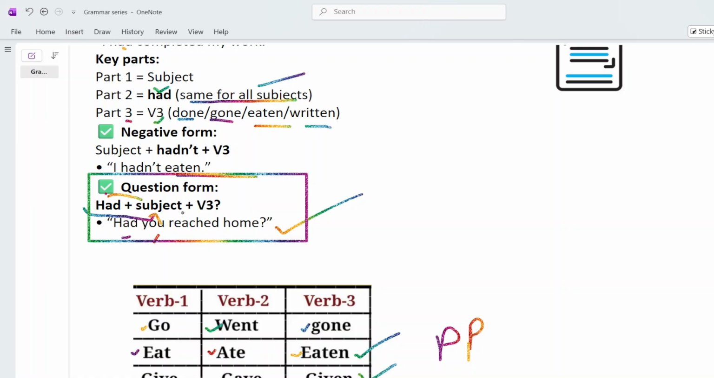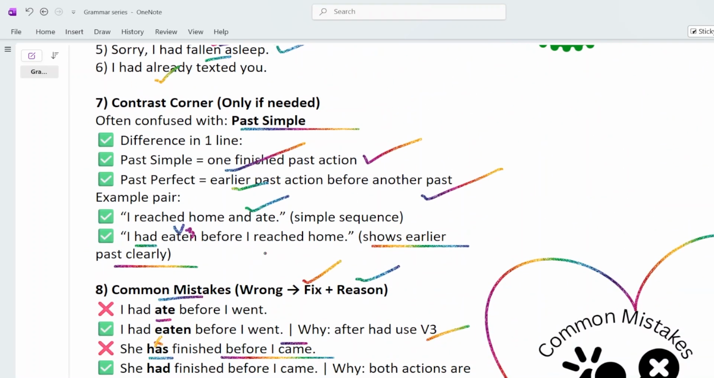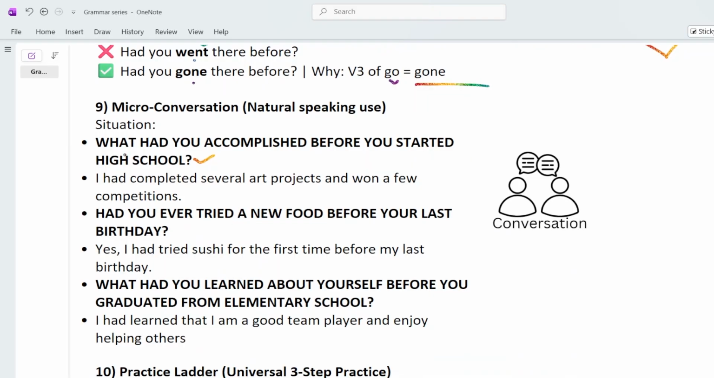Whenever there is a question form, the auxiliary verb comes in first, and then your subject takes the second position, followed by your V3, right? Same thing when you look at this under the conversation section. What is an extra addition? Now look at this. Had you. Subject has taken the second position here, as you can see, and had, the auxiliary verb, has taken the first position. Accomplished, that is the V3, verb 3, has taken the third position, right? What had you accomplished before you started high school?